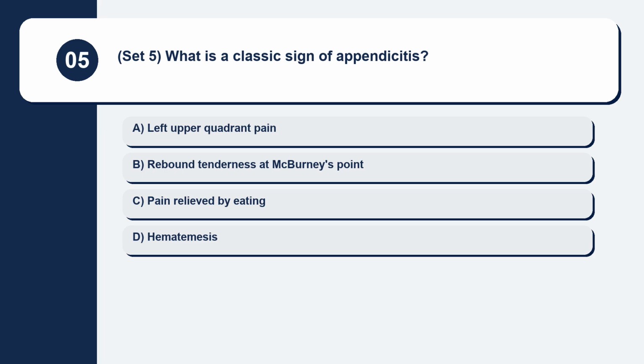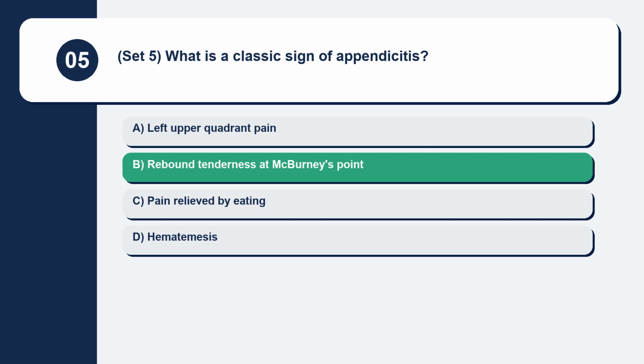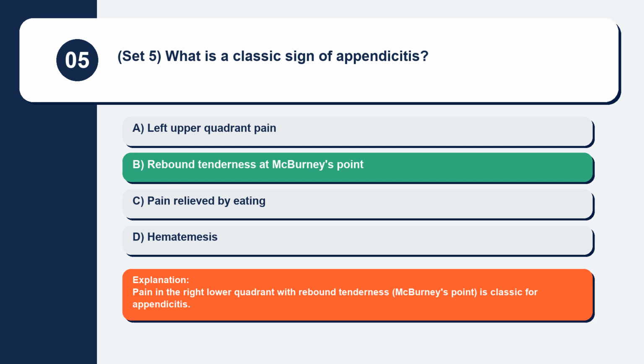Question 5. Set 5. What is a classic sign of appendicitis? Left upper quadrant pain, rebound tenderness at McBurney's point, pain relieved by eating, hemoptysis. Pain in the right lower quadrant with rebound tenderness, McBurney's point, is classic for appendicitis.